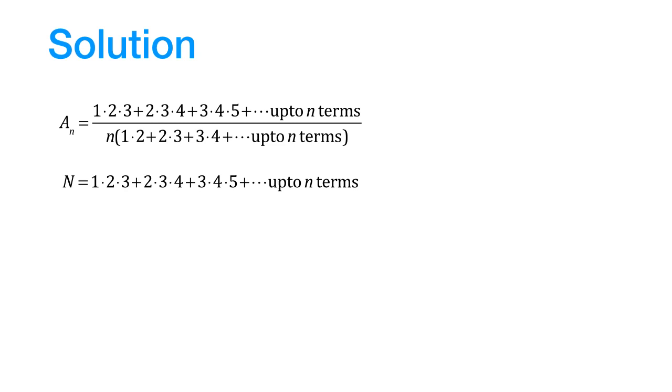Over here we can see that each term is made up of 3 factors, and those 3 factors are in AP. We can also see that the first factor of each term also forms the same AP, and the common difference of that AP is 1. We can easily see that the nth term of this series is given by n times (n plus 1) times (n plus 2).